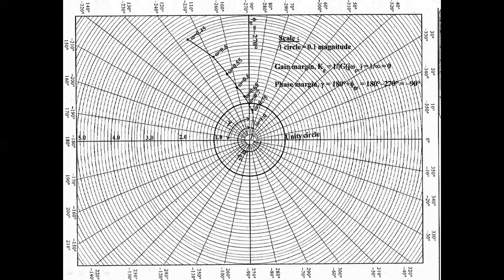From this polar plot, we need to get the gain margin as well as the phase margin. For the phase margin, from 0 degree, check the angle where this polar plot cuts the unity circle. This is approximately on the 270 degree line. So that is 180 minus 270, which is minus 90 degrees. And this polar plot has to cross the minus 180 degree line to get the gain margin, but it is not crossing.